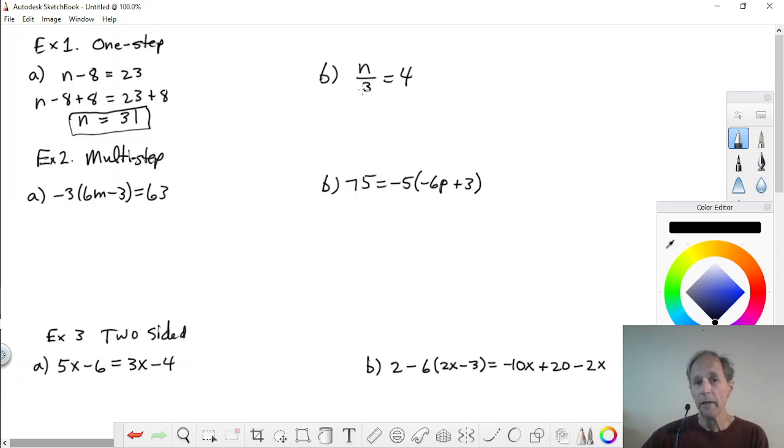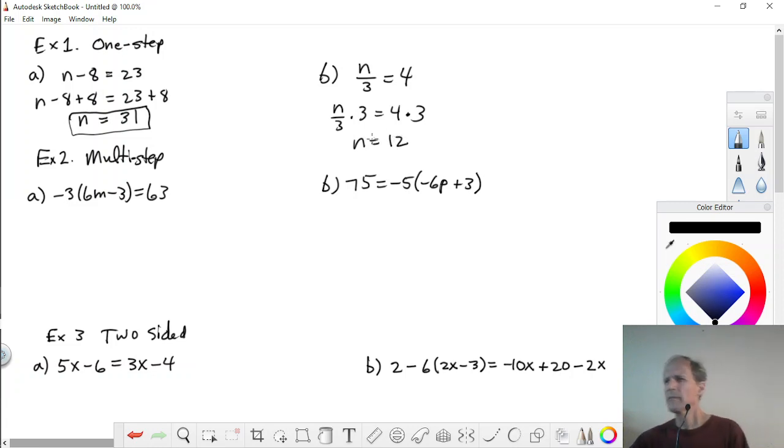Okay, the next one, again, this is one step because there's only one other thing other than n on the left side, and that's 3. But the 3 is divided, so to get rid of it, we multiply. Okay? And so we will multiply both sides by 3. So the 3's cancel, and it just leaves n equals 4 times 3, which is 12. And that's it.